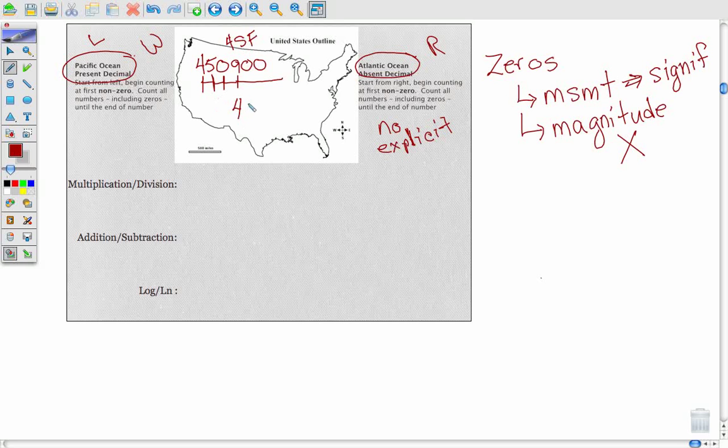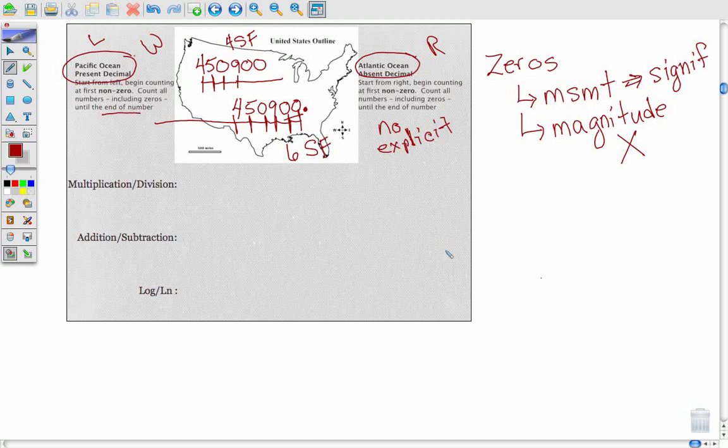Now look at the effect of simply adding a decimal point here. If you add a decimal point, that's telling me that I have more significant figures, that these zeros are doing more than simply holding a position of magnitude. So when I do that, since I have a present decimal, I'm going to start from the left-hand side. You start counting at your first non-zero. 1, 2, 3, 4, 5, 6. So that number as written would have 6 significant figures.